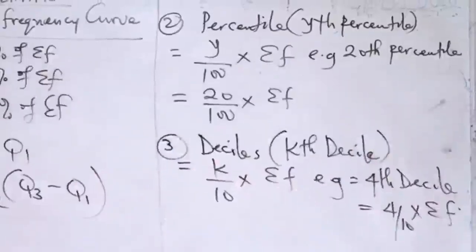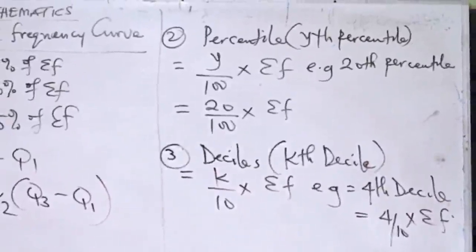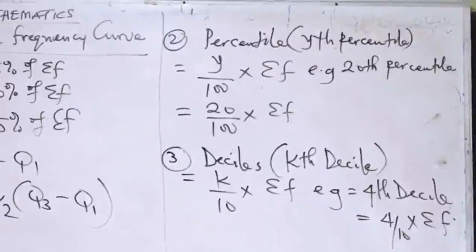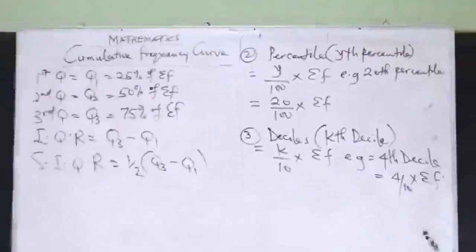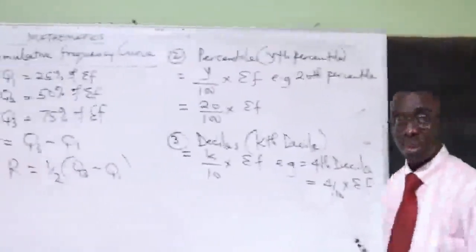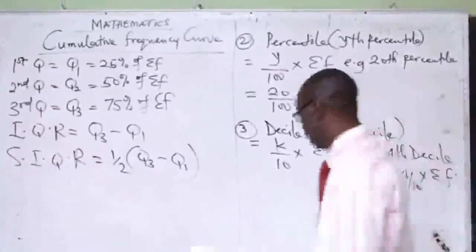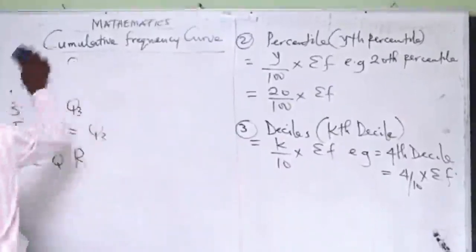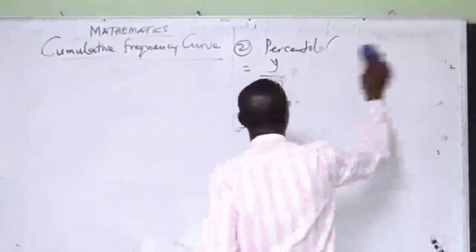Let's take just a question on cumulative frequency curve to actually look at applications of these formulas. Can we swing into action? Let's write. The table below shows the distribution of marks scored by 50 students in a test. I'll put the table on the board.